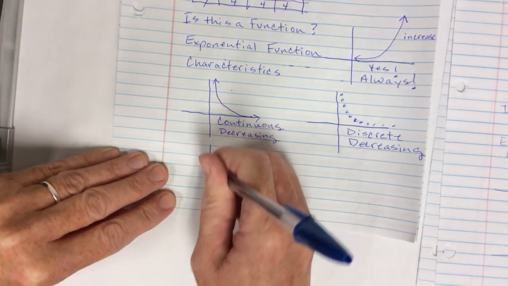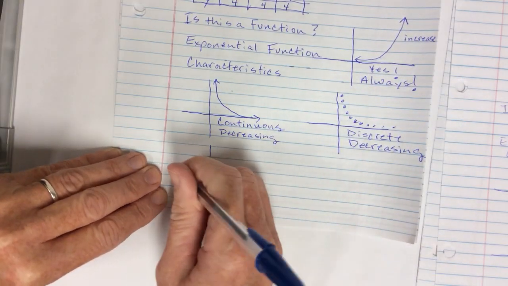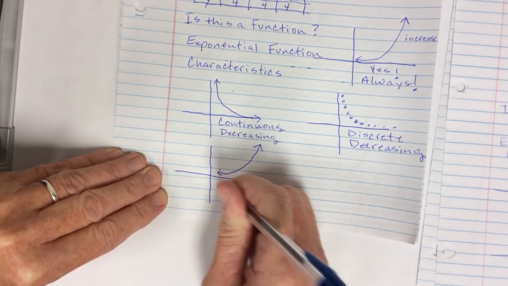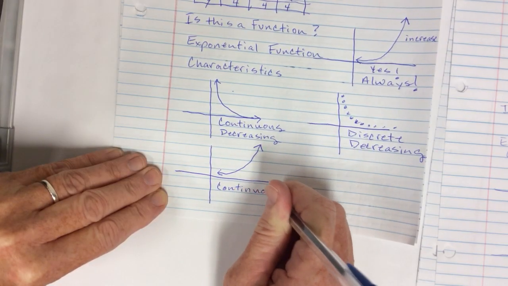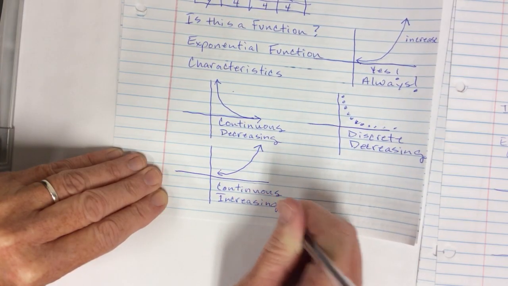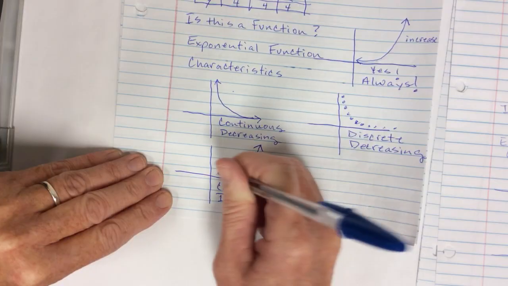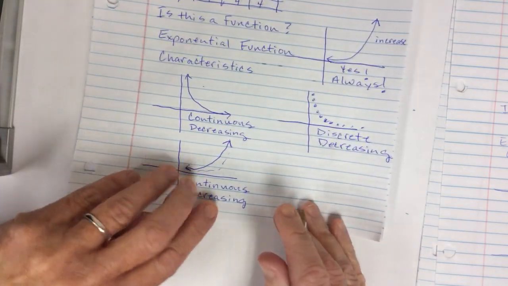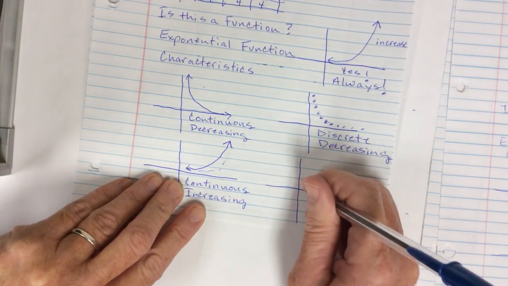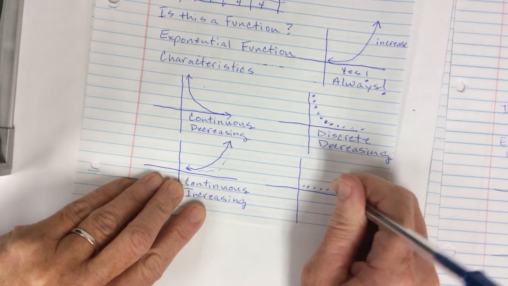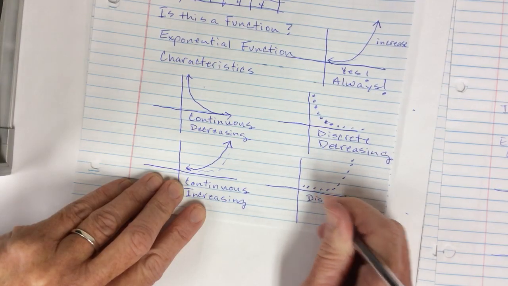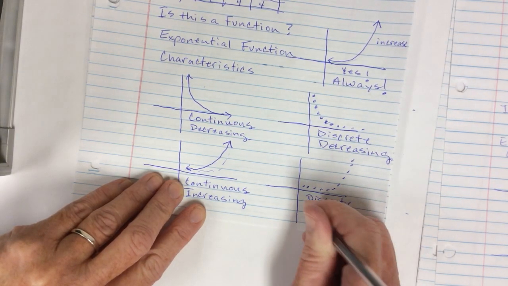And finally, I kind of did it here, but I'll just do it one more time here. We have continuous, increasing, and this should curve out a little bit more. And then we have discrete, increasing.